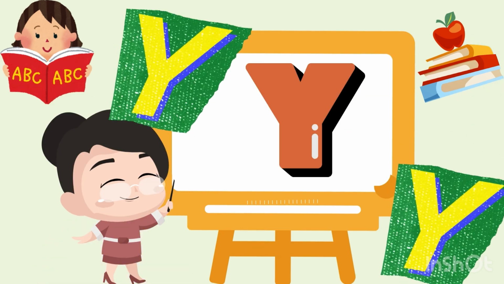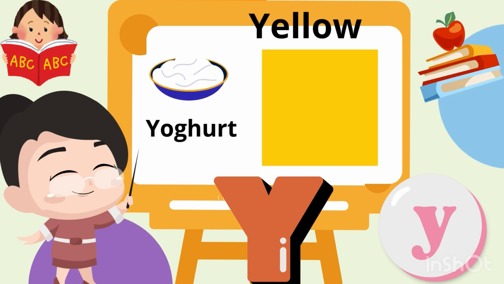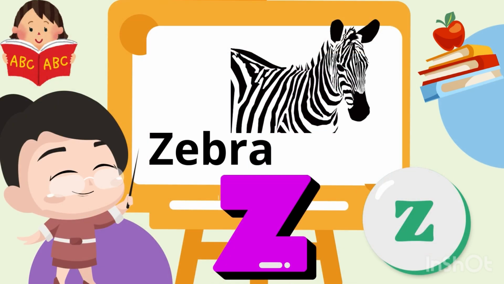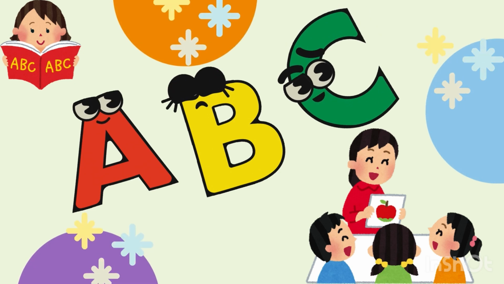Y is for yogurt. Y is for yellow. Z is for zebra. Z is for zero.